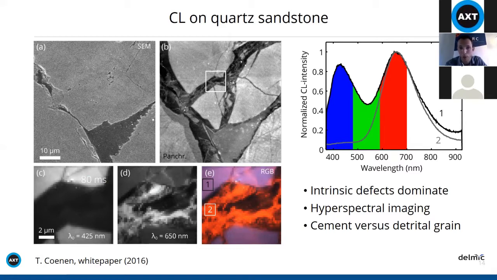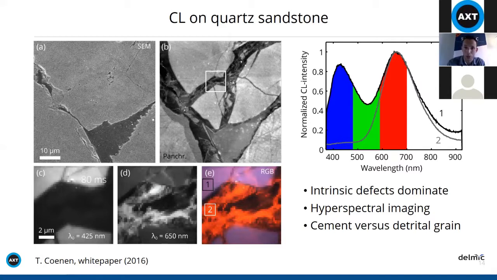But then if you move to red light, 650 nanometers, you see that the material that has infilled this gap is significantly brighter than the surrounding grain. And in fact, you can also make a false color image out of this, where you bin the spectrum in 3 bins, and then attribute that intensity to blue, green, and red. And you can see indeed that this pore is really red, and the surrounding grain is purple.